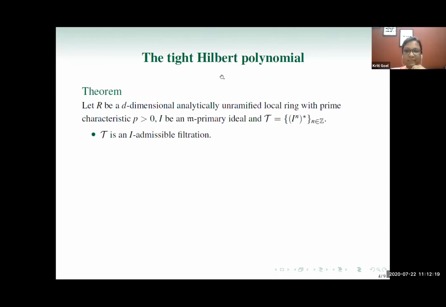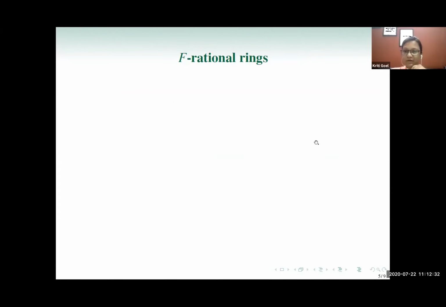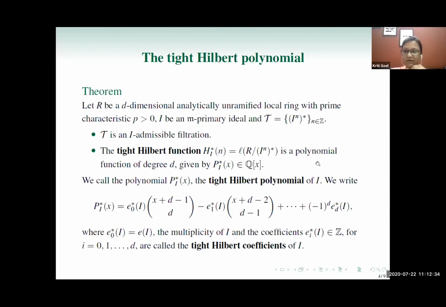This means when we look at the tight Hilbert function, which is the length of R over I^n star, it is a polynomial function of degree d with rational coefficients. We call it the tight Hilbert polynomial.